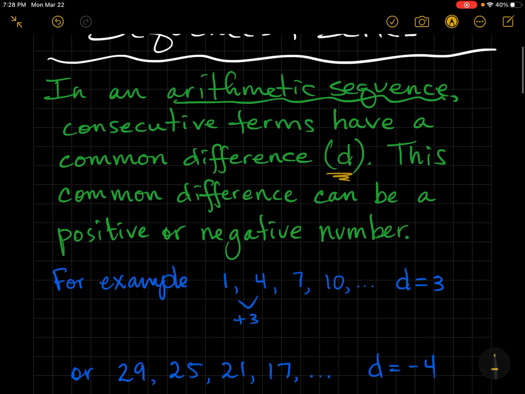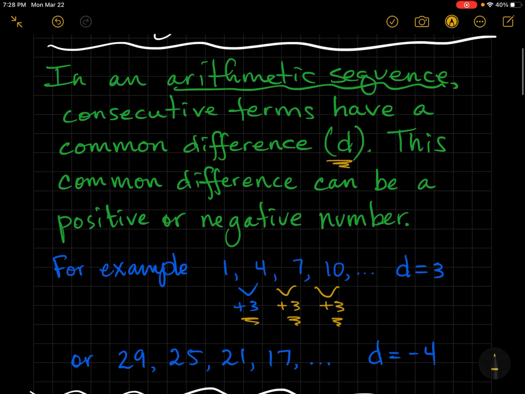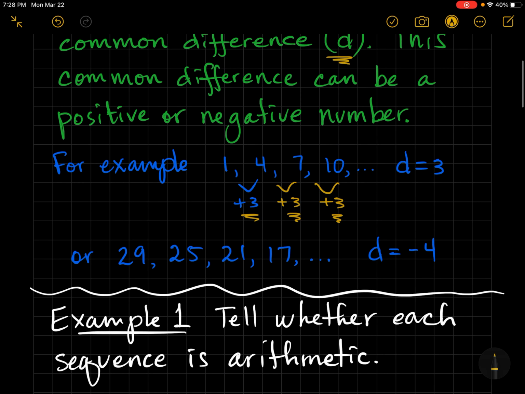For example, 1, 4, 7, 10, we continue to go up by 3. So notice we have a common difference. Here's another example where the numbers go down by 4. So in this one, we have a negative common difference. So you'll notice that common difference can be positive or negative.